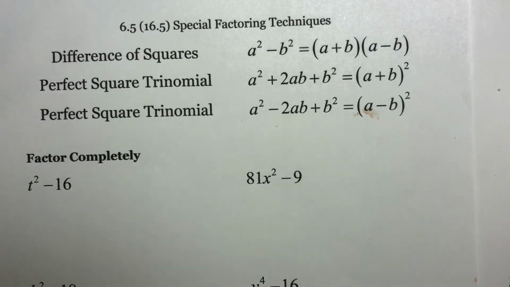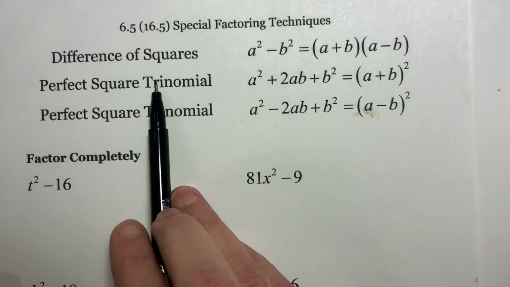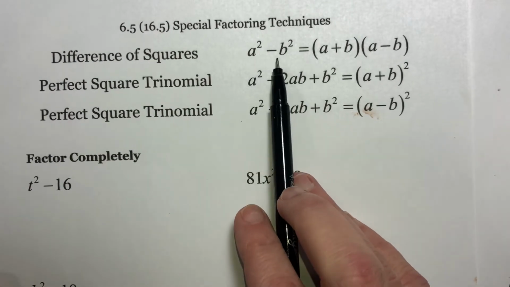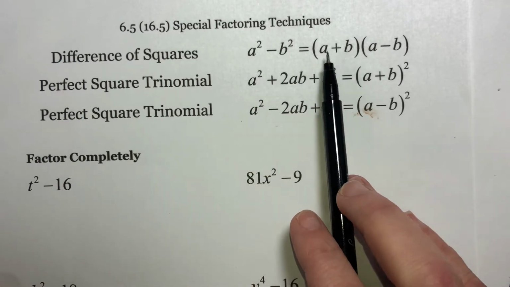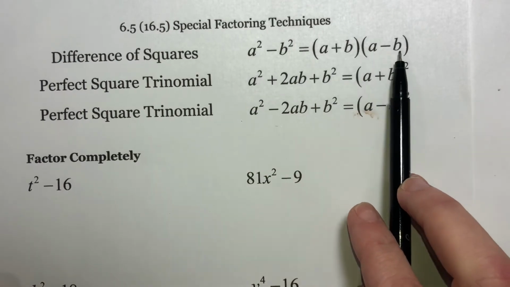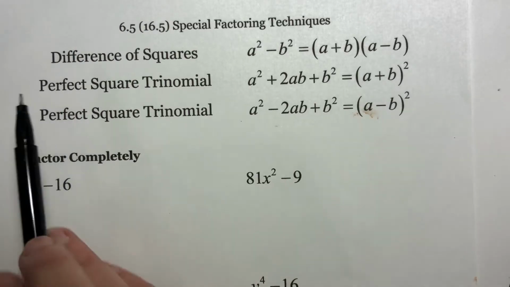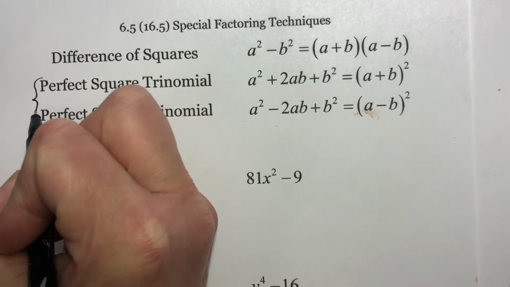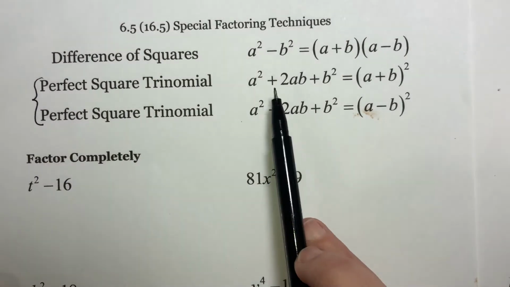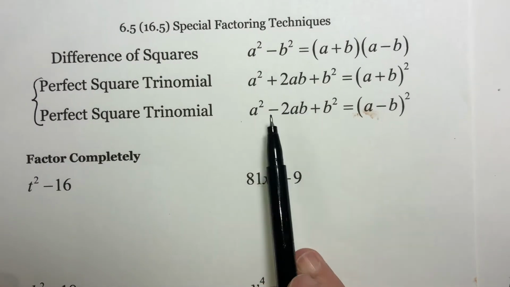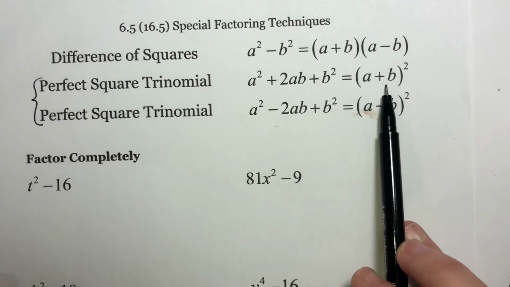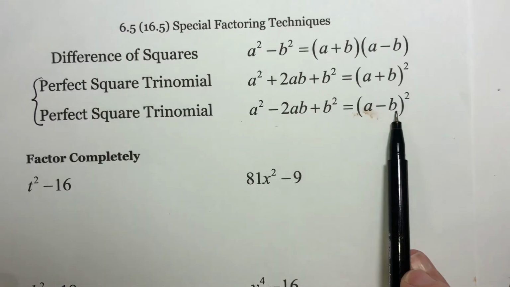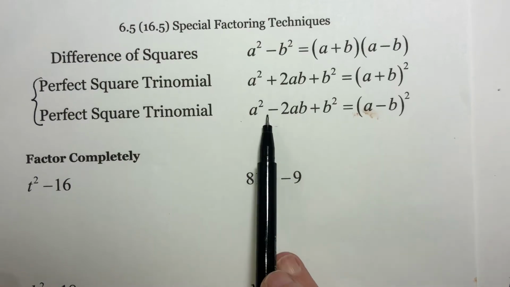So our formulas that we're going to have, these are ones that we have seen before. We have the difference of squares, which is a squared minus b squared. If you have something in this pattern, it will always factor as a plus b times a minus b. And then we have two versions of the perfect square trinomial. The first one has a plus in this position. The second one has a minus here. And it will factor as a plus b squared or a minus b squared. And it's always going to match that sign right there.